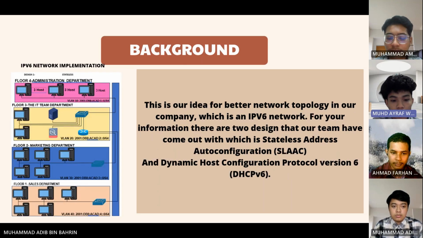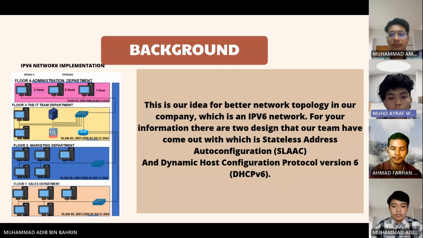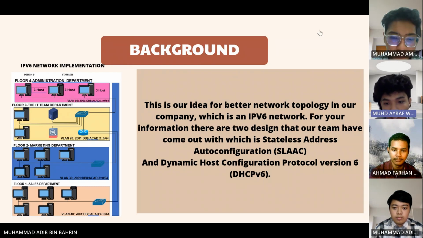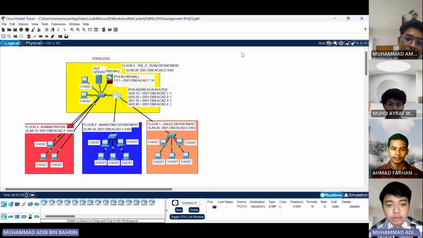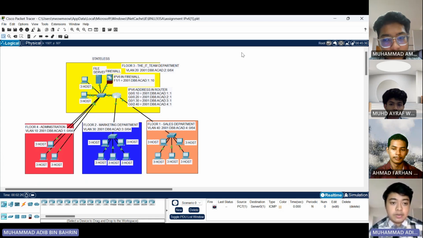For the next slide, we have the IPv6 network implementation. This is our idea for a better network topology in our company, which is an IPv6 network. There are 2 designs that our team has come up with, which are Stateless Address Autoconfiguration, SLAAC, and Dynamic Host Configuration Protocol version 6, DHCPv6. Next, I'm going to explain and demonstrate our two designs, which are stateless and stateful.